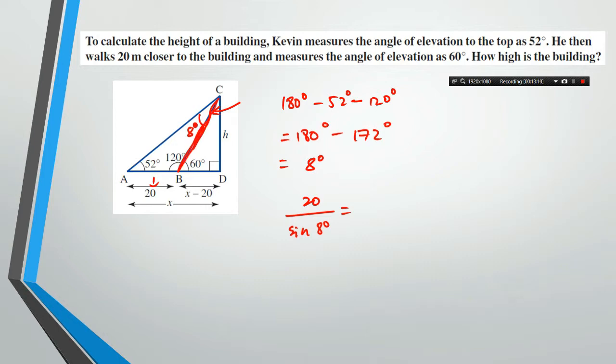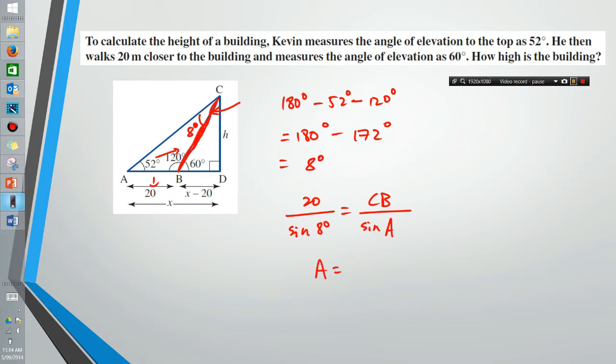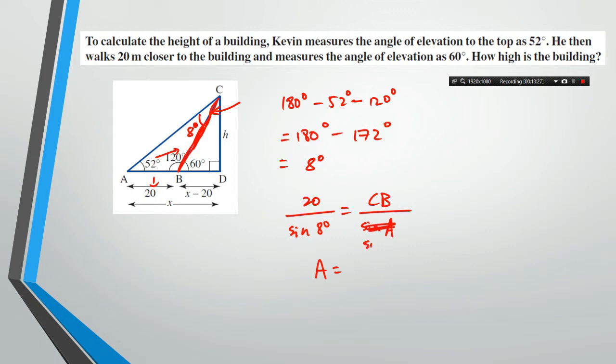CB is actually opposite to angle A, so we need to use sine of A. Just realized I made a little mistake here. Sine A should really say, oops, can't delete this anymore. Sine A should really say sine of 52 degrees. Once we solve that, then we've got 113.24.